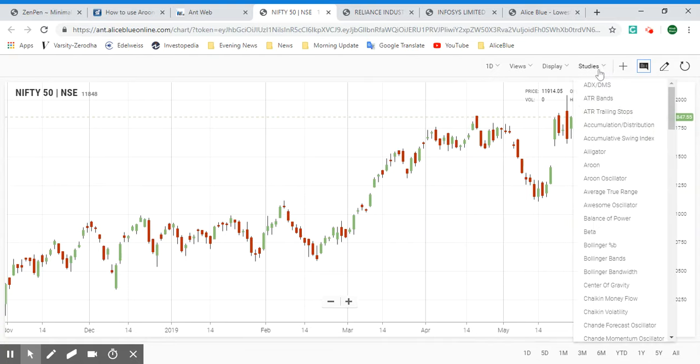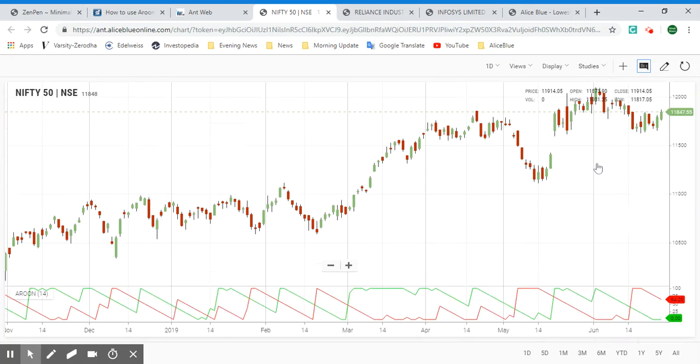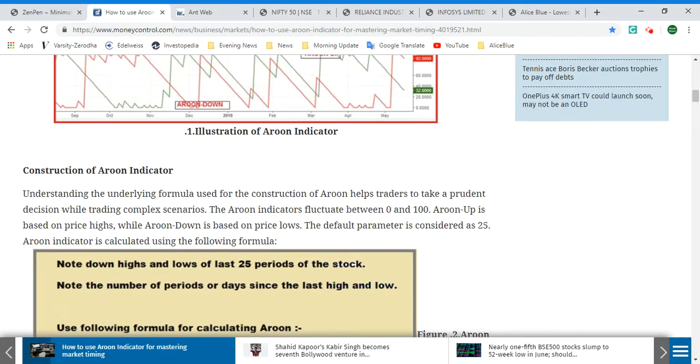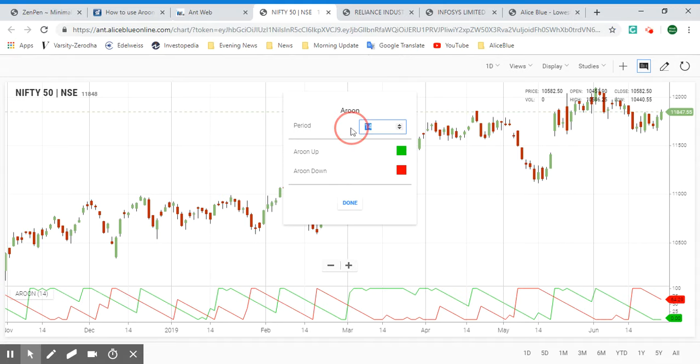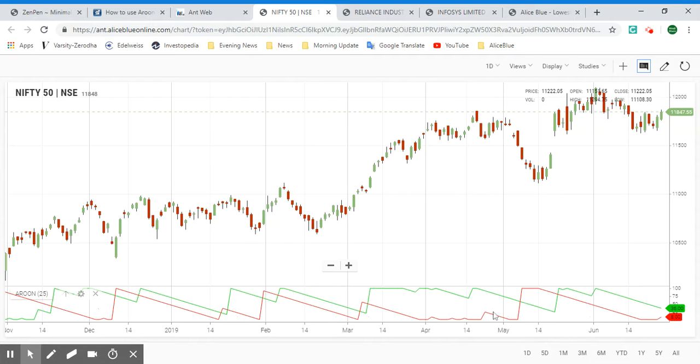Let's apply the indicators. First, we have the Aroon indicator. It was mentioned here that the default parameter is 25, so we will also apply that. In the settings option here for the indicator, we'll change the period to 25. Now that that is done, we can see the green line is Aroon up and the red line is Aroon down.